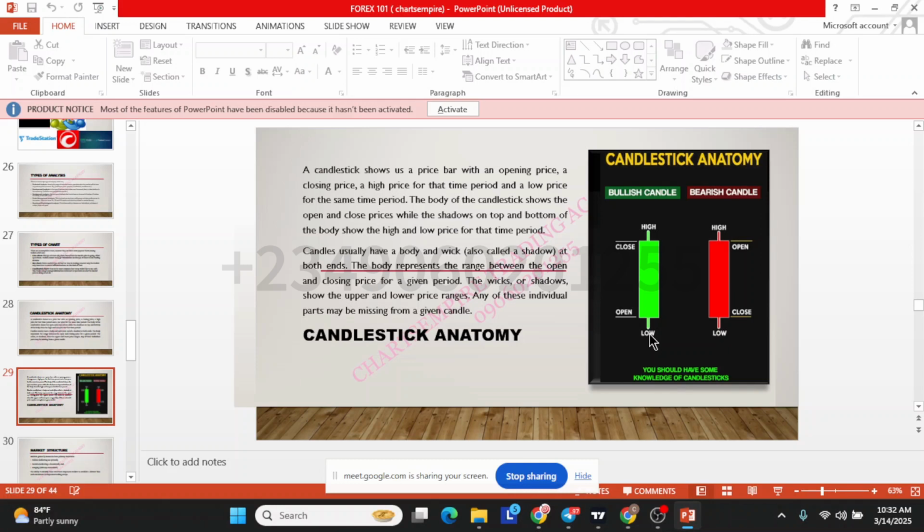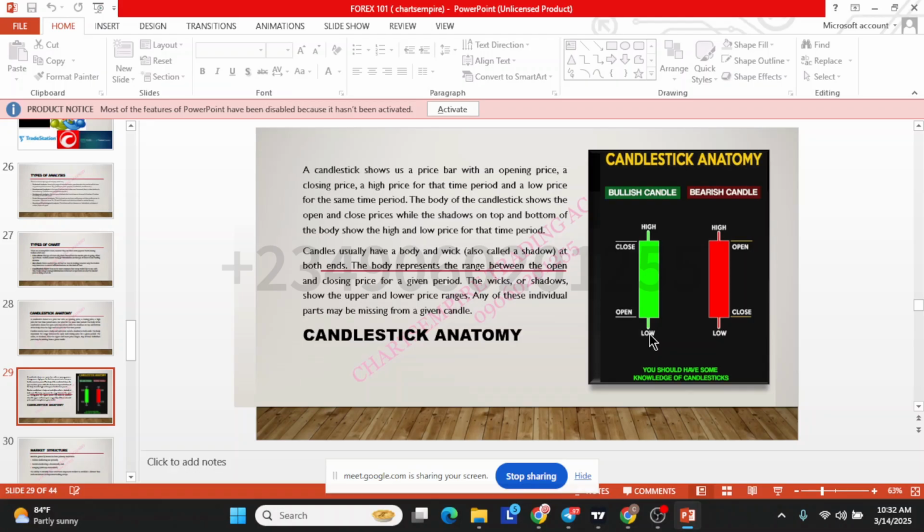I'm going to still explain this properly to you on the chart. So open, close, high, low, and then body. Body are the shaded parts that you are seeing, the green and the red. The shaded part, you can see how long it is. That is the body size of the candlestick. And the body size is determined by the range between the open and the close.